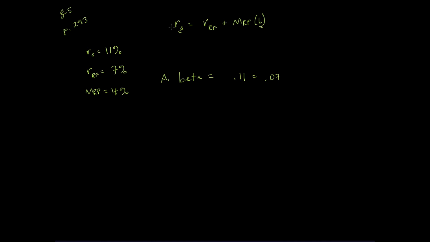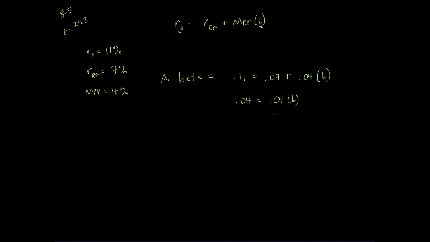So all I'm doing is substituting. Where I see R sub S, I'm putting 0.11. Where I see R sub RF, I put 0.07, plus market risk premium of 0.04, and we'll solve algebraically for beta. If I subtract 0.07 from both sides, that leaves me with 0.04 is equal to 0.04 multiplied by beta.